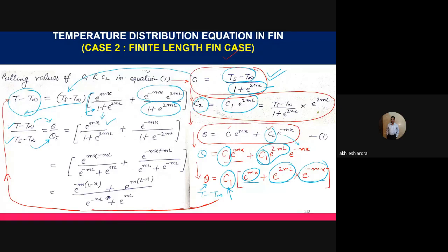Here what we have done is we have divided the denominator and numerator by e raised to power 2ml. I have divided here by e raised to power 2ml, and here also I have divided by e raised to power 2ml. So when I divide by e raised to power 2ml, this and this term will cancel out, and we are left with e raised to power minus mx. And here I will get e raised to power minus 2ml, and e raised to power 2ml and e raised to power 2ml will cancel out, and I will get 1. So it becomes 1 plus e raised to power minus 2ml.